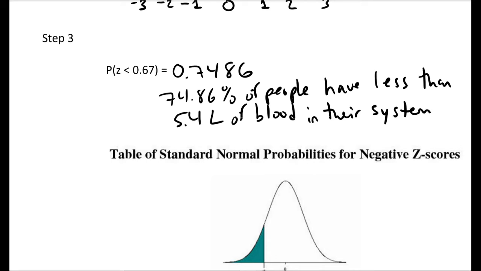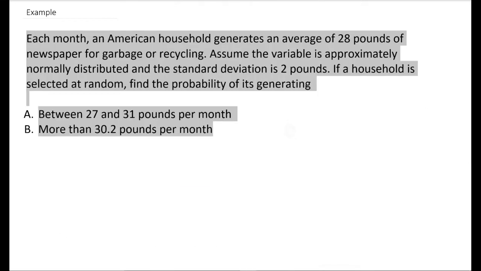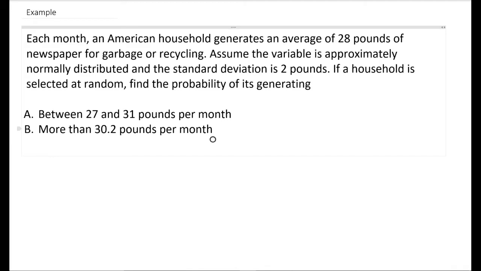All right, so now each month an American household generates an average of 28 pounds of newspaper for garbage or recycling. Assume the variable is approximately normally distributed and the standard deviation is 2 pounds. If a household is selected at random, find the probability of its generating between 27 and 31 pounds per month and more than 30.2 pounds per month.